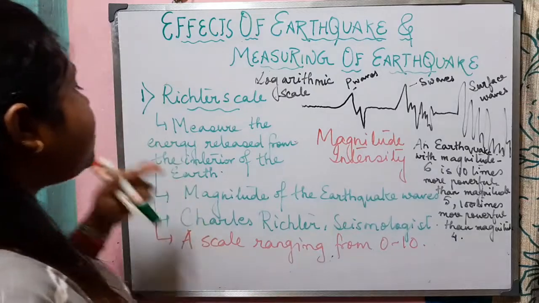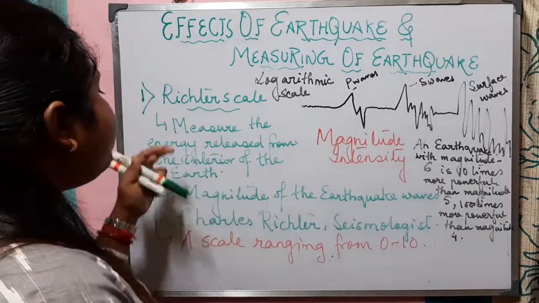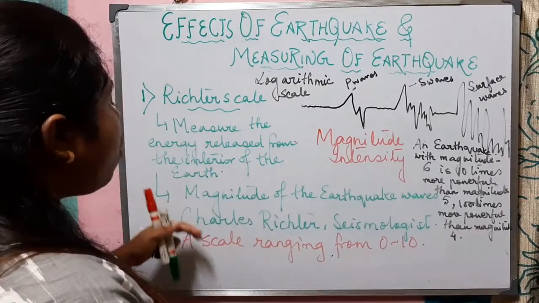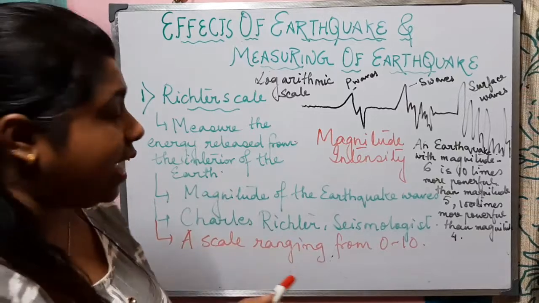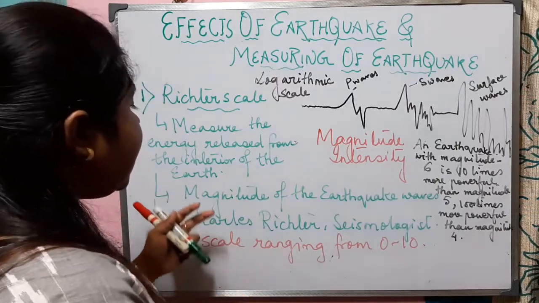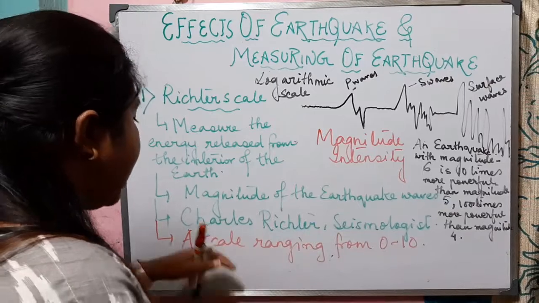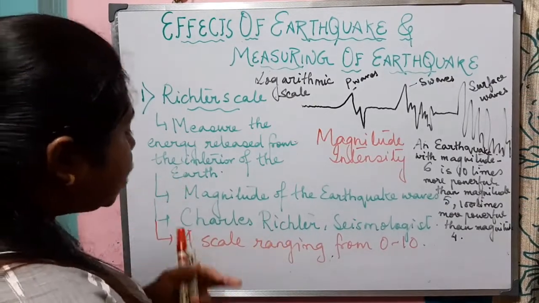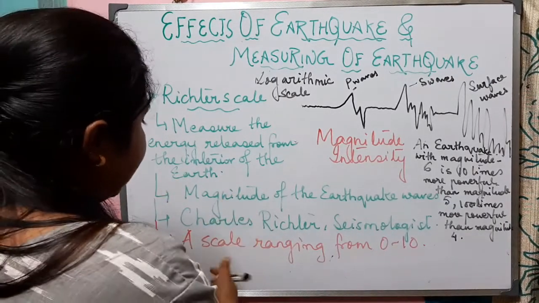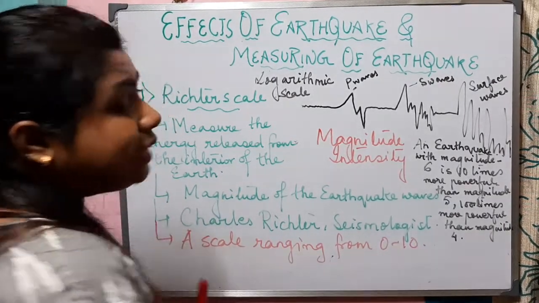So Richter scale measures the energy release from the interior of the earth. We can also call it as the magnitude scale. Here, the Richter scale was discovered by Charles Richter, who was a seismologist. And here we measure the magnitude of earthquake with a scale ranging from 0 to 10.